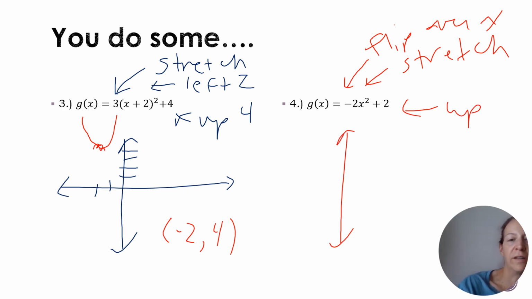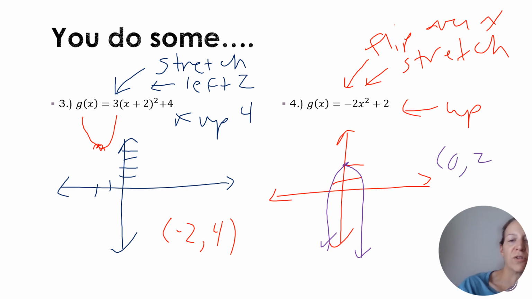So here is my sketch, up 2. We're going to flip it over and make it skinny. But there's my, good grief. I don't know if you guys can see that or not. There's my vertex, and my vertex is at 0, 2. So hopefully that went pretty well.